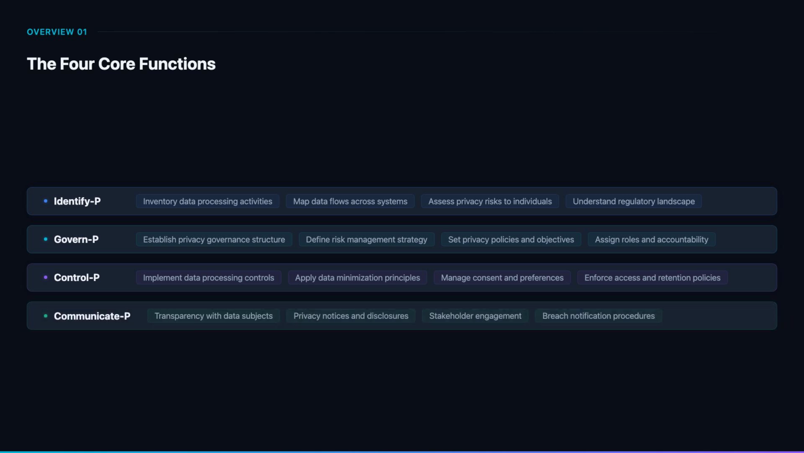Communicate-P ensures transparency. Organizations must communicate clearly with individuals about how their data is collected, used, and shared. This includes privacy notices, disclosure practices, stakeholder engagement, and breach notification procedures. Trust is built through transparency.